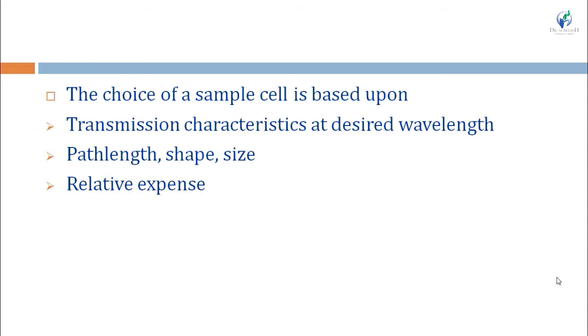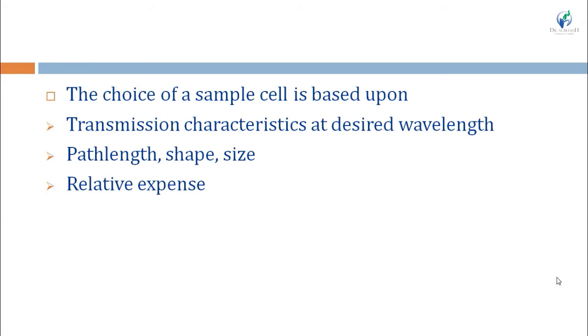Now the choice of the sample cell is based obviously upon transmission characteristics at the desired wavelength, means the wavelength in which we are working, then the path length, shape and size required, and relative expense of the instrument and the whole project, right? So considering all these parameters, the sample cell or sample holder or cuvette is selected. So this was all about sample cells.